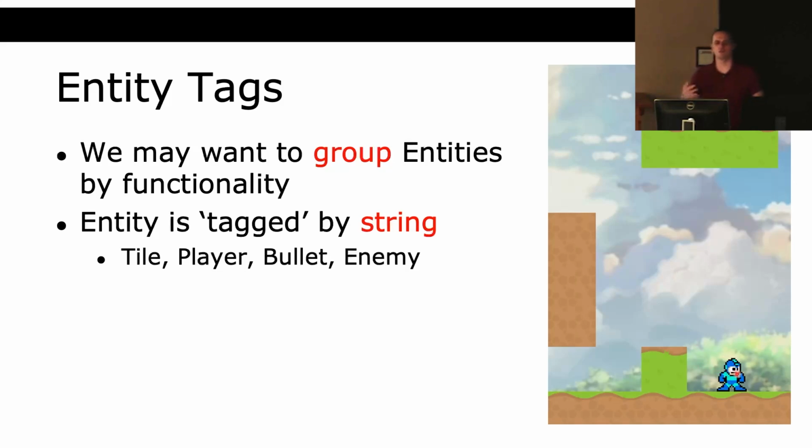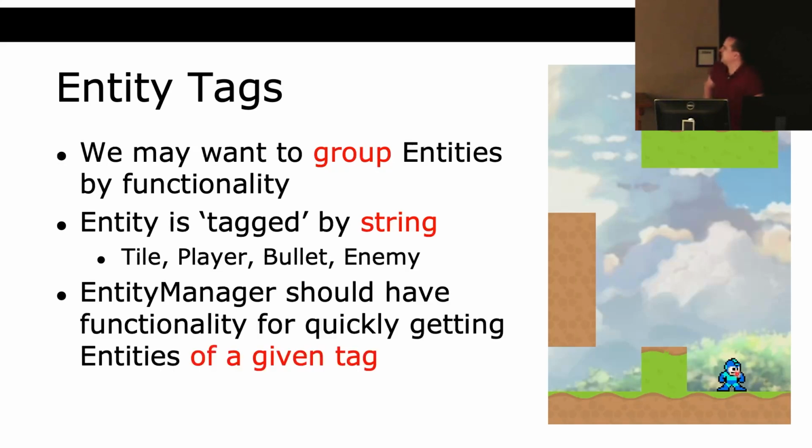And usually what we do is we tag things so that we're grouping by behavior, right? So all the tiles here are pretty much going to act the same way. All the bullets are pretty much going to act the same way. If you have an enemy bullet that acts differently from the player bullet, maybe you should tag it enemy bullet or player bullet or something.